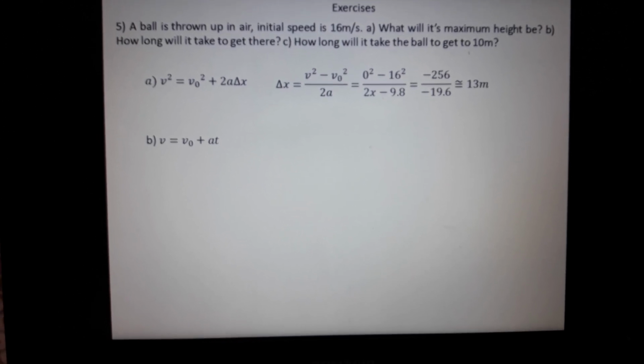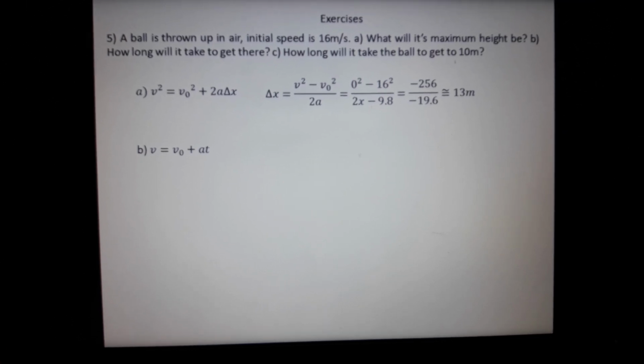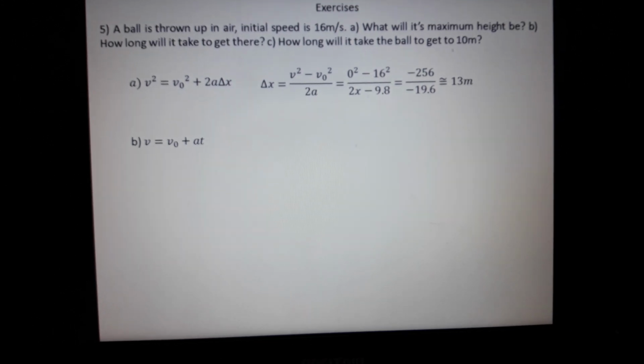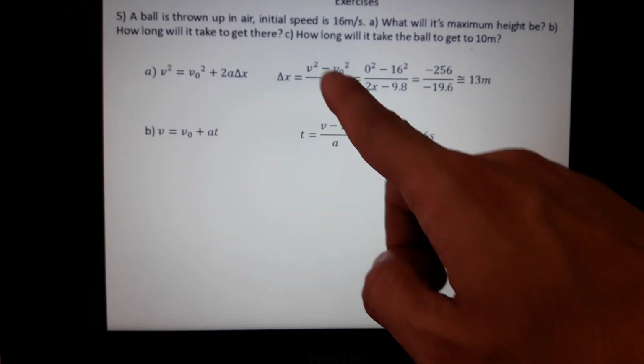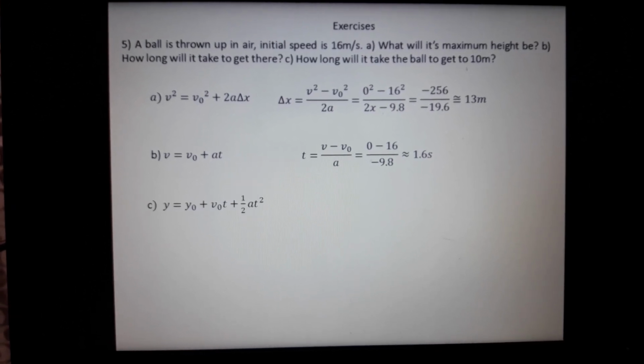Letter B: how long will it take to get there? We know that the final velocity is 0, so we use the final velocity 0 and we find almost 1.6 seconds.